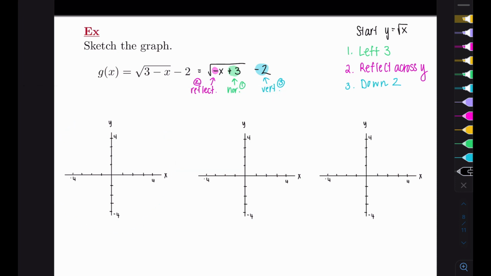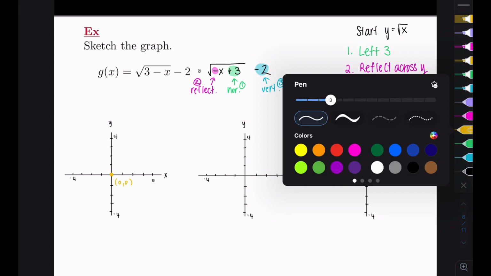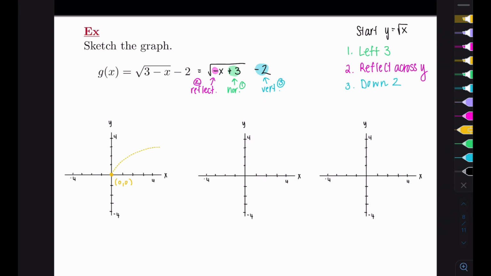Okay, so we got to start with our square root function, and again I'm going to keep track of this point at 0, 0, and the square root function just goes sideways like this. So this is our graph of the square root of x. First thing I do is move it left 3. So this point is at negative 3, 0. And then it has the same shape. And if I want the equation, it would just be that single transformation of plus 3 on the inside. Now, this was our left 3.